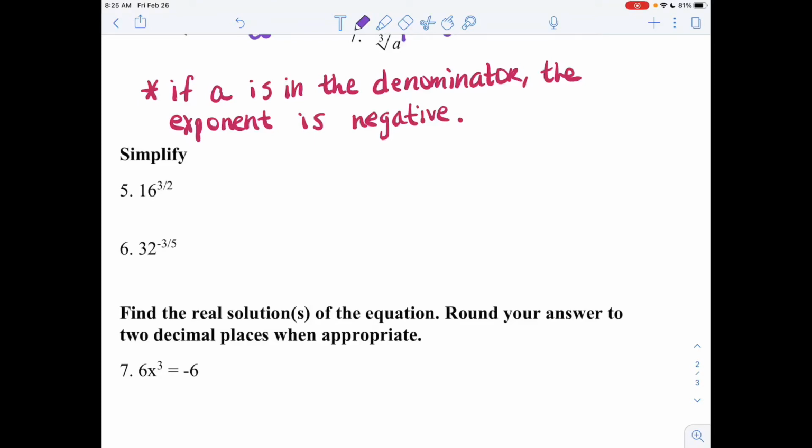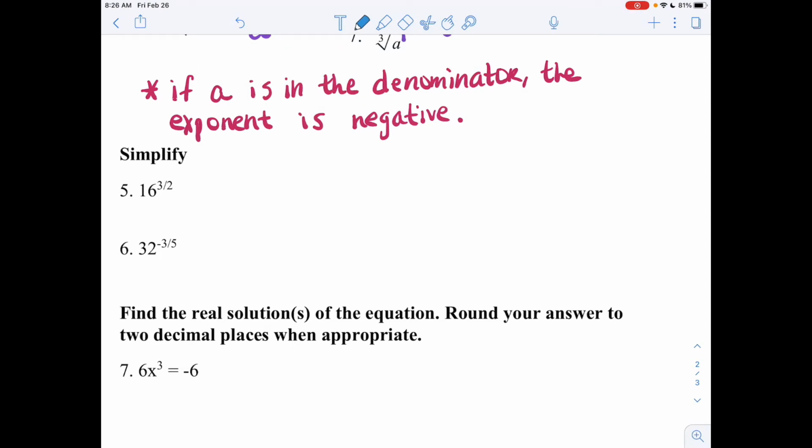I want to show you how to go the opposite way, from a rational exponent to a radical. And with these, if we can, we want to go ahead and simplify them and completely get rid of an exponent or a radical. So let's take a look.